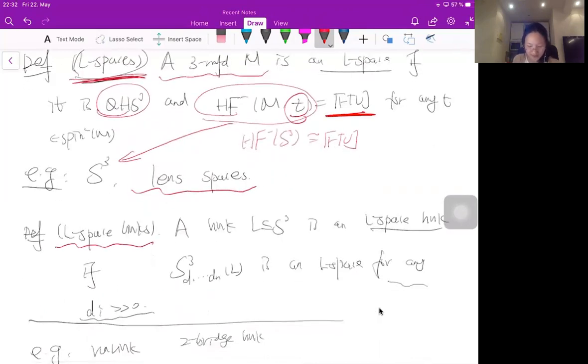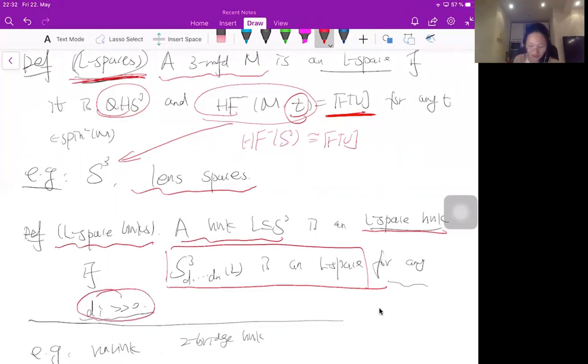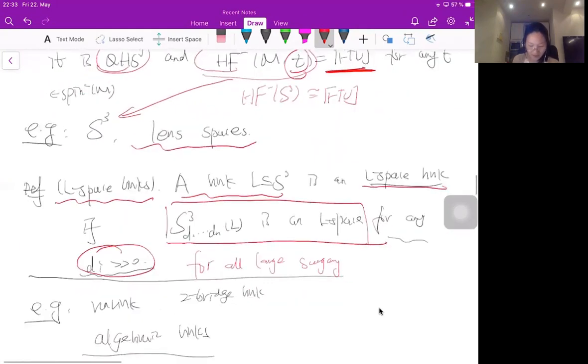So then we can define L-space links. We say a link L is an L-space link if all sufficiently large surgeries are L-spaces. So you need the surgery coefficients d_i to be sufficiently large, and you need to check for all large surgeries. From this definition, it seems not easy to determine whether a link is an L-space link or not, because you need to check all large surgeries. However, there's an induction technique you can use, so it is not a horrible or impossible task. For example, the trivial example is the unlink, which is an L-space link, and the two-bridge links I drew in the first video are also a family of L-space links.